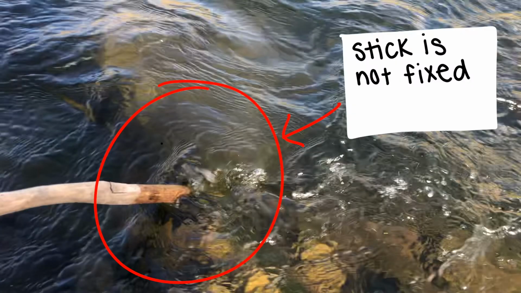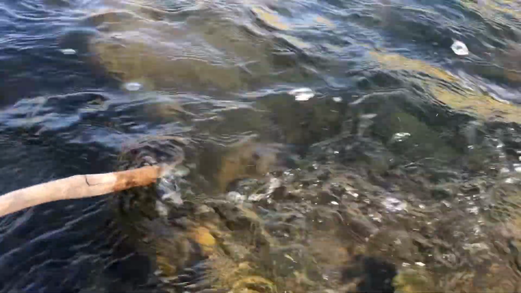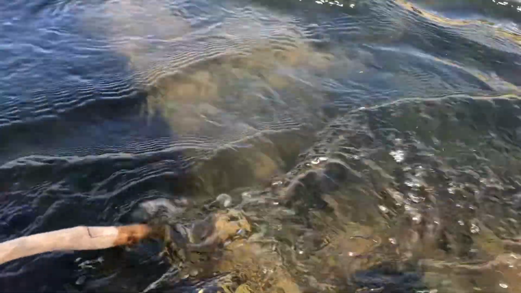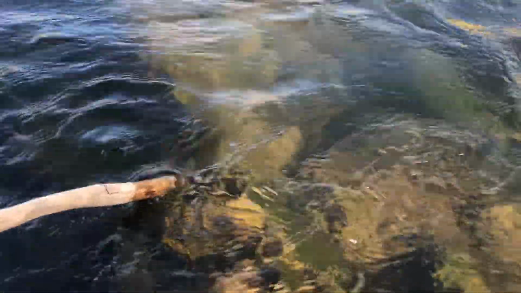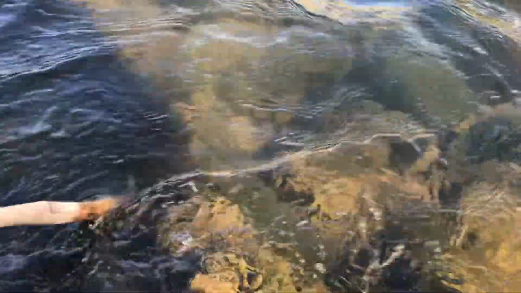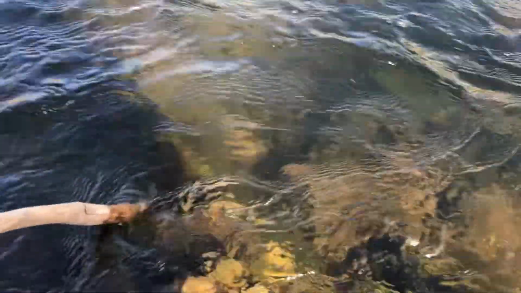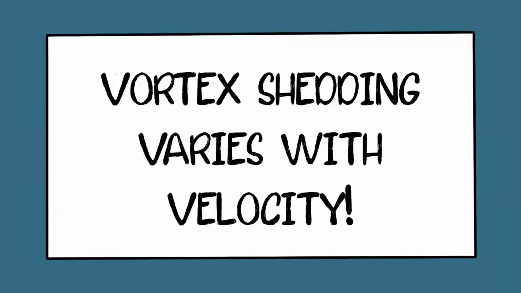If the obstacle is not fixed in place, it will oscillate in simple harmonic motion at the same frequency as the formation of the vortices. The frequency of this oscillation is dependent on the shape of the obstacle and the velocity impacting the object. Vortex shedding varies with varying velocity.